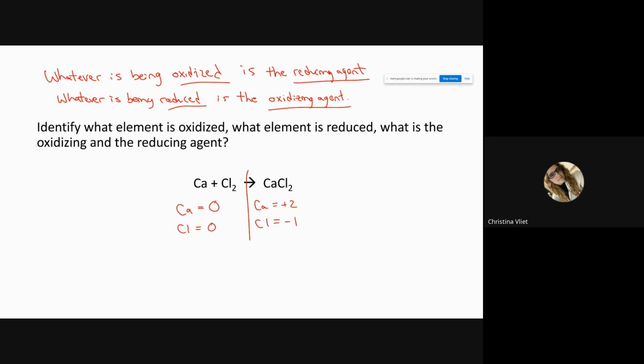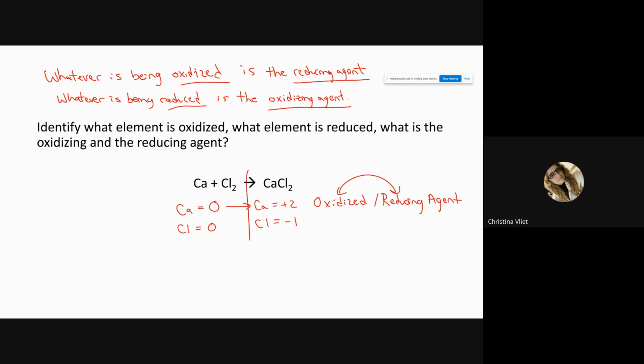So what element is oxidized? And this is the quick thing I want you to just remember. Whatever element is oxidized is the element that gives electrons to the other one, so we call it the reducing agent. So just write oxidized slash reducing agent. Whatever's being oxidized is always the reducing agent.